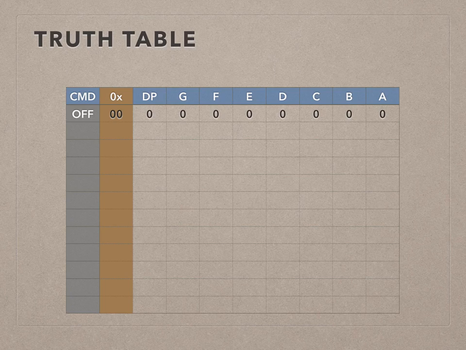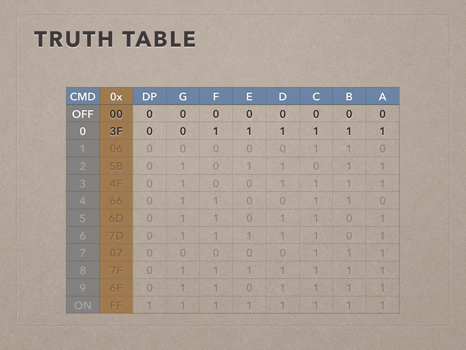The next one is the number 0, which, as we said before, requires all pins except for the decimal point and segment G. Now let's complete the rest of the table.